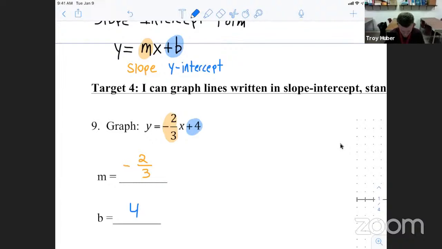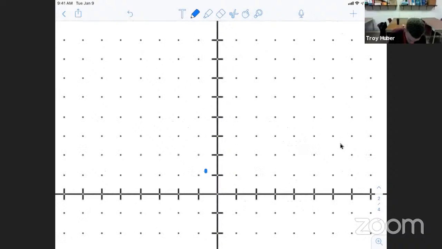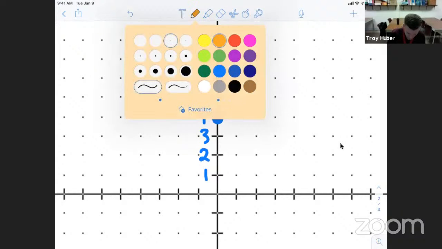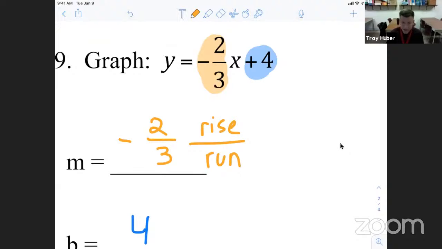So now we look over at our graph. Remember, this is your y-axis. So I want to make a point at positive 4. So I'd say 1, 2, 3, 4. Here's my point. Now we use that slope to find other points. Okay, so remember, slope is rise over run. Okay, and if it's negative, we want that to go up and to the left.